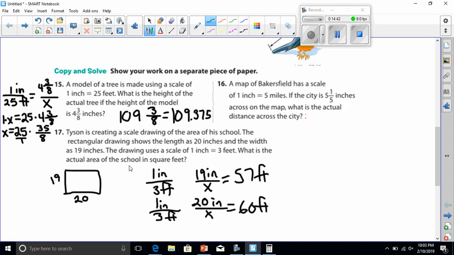Now, if we're talking about what is the area of the school in square feet, square feet is my length times my height. So I would have to take 60 and multiply it by 57. And some people might wonder why I put the big number on the bottom. That's because I know the first one's 0, so all the top's going to be 0. I'll add a 0, so now I can go 7 times 6 is 42. And 5 times 6 is 30, plus 4 is 34. The actual square feet of the school is 3,420 square feet.